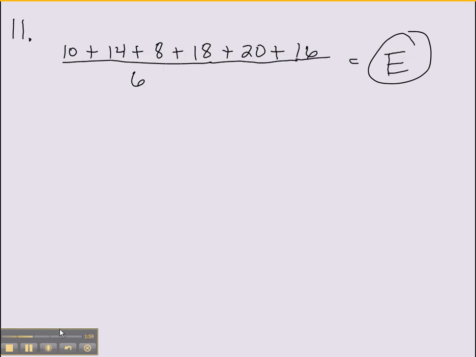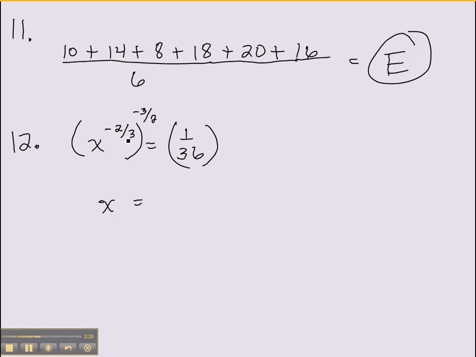Alright, number 12. We need to raise some number to the negative 2/3 power and see if we get 1/36. Now let's look at the algebra method, and then we'll go back and do some guess and check with our calculator and see if we get the correct answer. Remember, we can raise both sides to a power. We'd like this to be equal to just x when we finish, so if we raise it to the negative 3/2 power, power to a power, we multiply. So we'll raise this side to the negative 3/2 power.